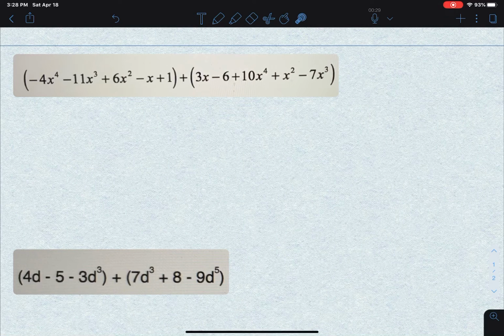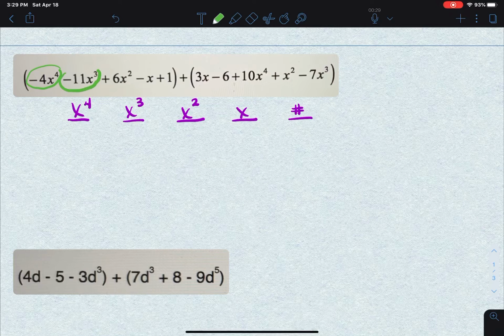So if I'm taking a look at this entire problem and I'm looking for the highest exponent I see with a variable, it is this x to the 4th. So I'm going to start with my x to the 4th column, and then I'm going to move it down 1 so I get rid of the x's, and I'm going to be left with just the number column. Then I'm going to go through each term here, and I'm going to make sure it goes in the right column.